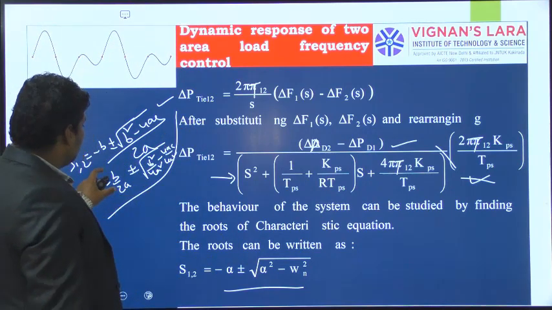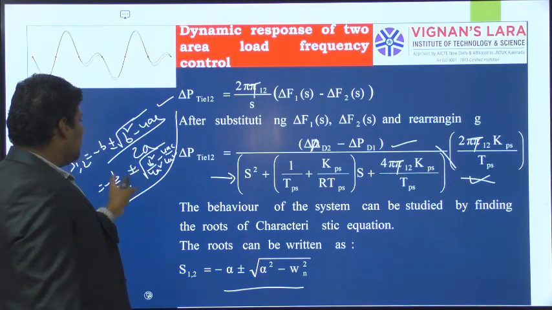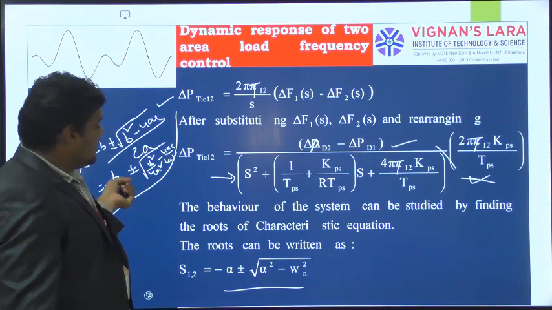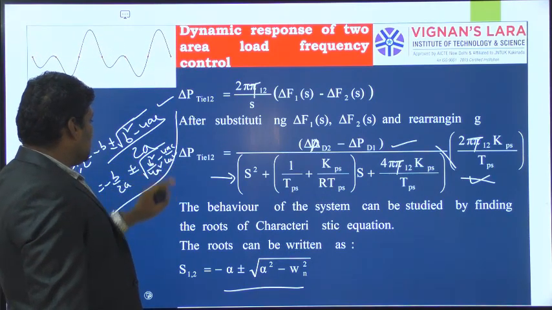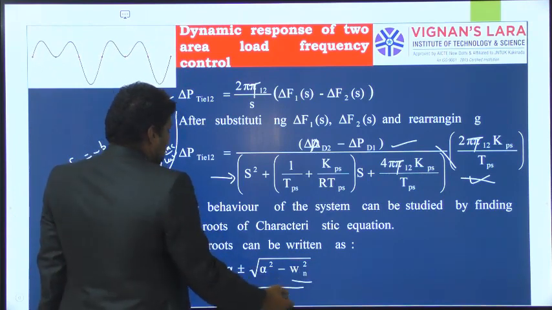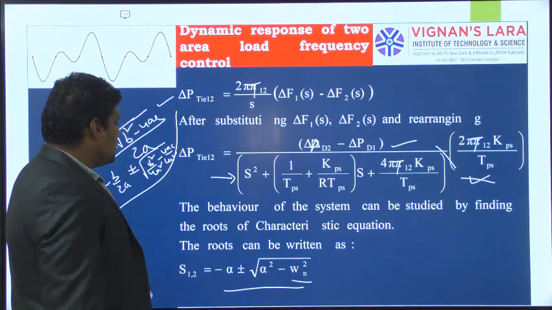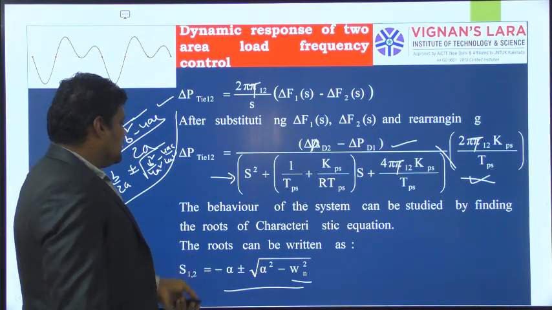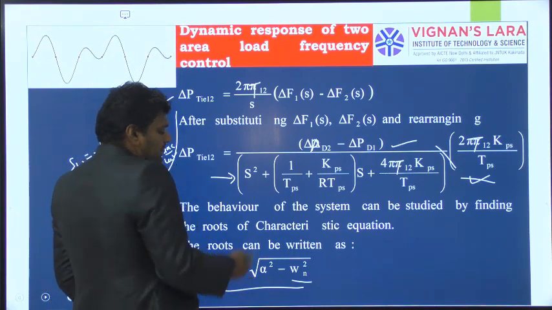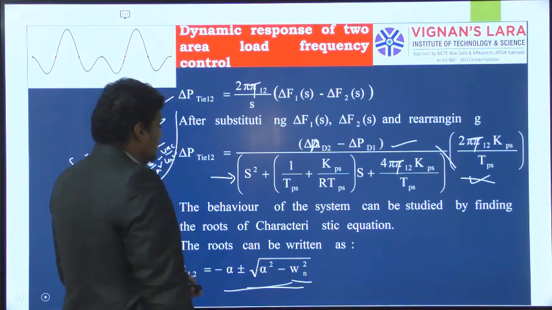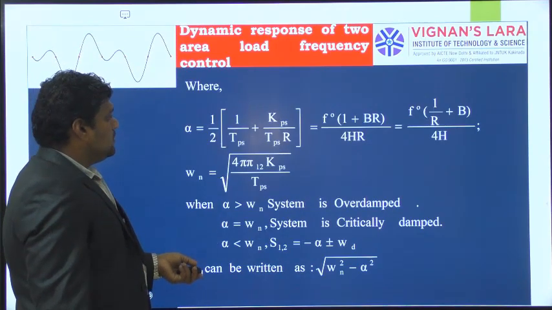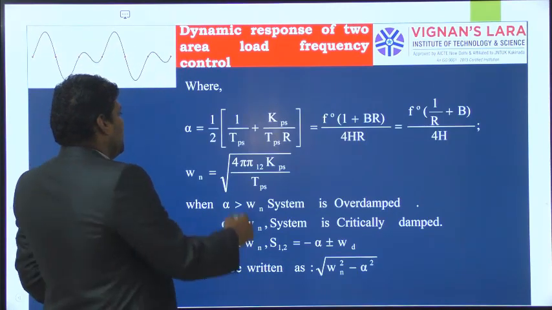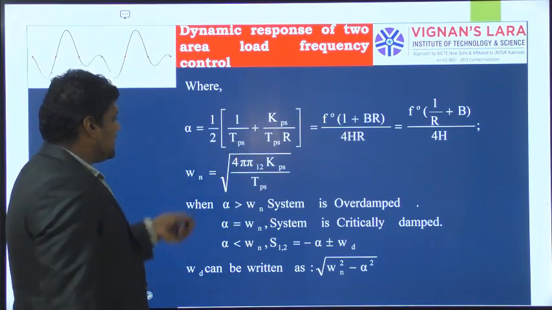When you separate, the first term is minus alpha, plus or minus root of alpha square, where alpha square is b square by 4a square, minus 4ac by 4a square. So 4ac by 4a square will be omega n square. These are the roots of the characteristic equation for a given transfer function. Within this we need to study the behavior of the system depending on these parameters. We will have three cases anyhow. First we will learn what alpha and omega are. Alpha will be 1 by 2 into 1 by Tps plus Kps by Tps into R.